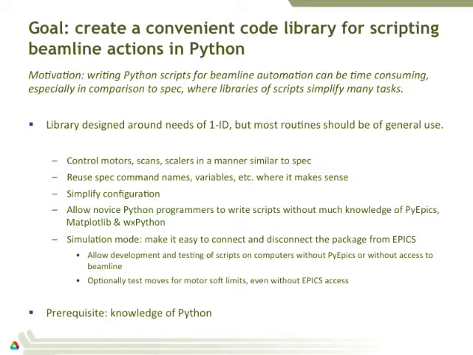When Priya and I were working on this, 1ID was at the top of what we were looking at, although in a couple cases we've added some stuff that they're not interested in. But we want to try to access motors, run scans, scalars, stuff like that in a manner that's similar to spec. We want to reuse spec commands where it makes sense. We're going to use Python syntax. We're not going to use spec syntax. We're going to try to simplify things where we can, so for example, configuration. We want to try to lower the overhead in terms of learning this stuff.